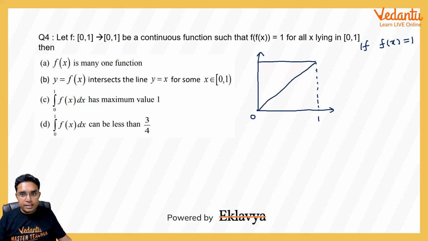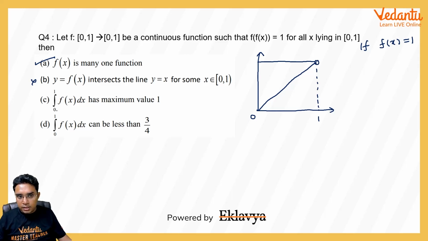It will intersect this graph, but at x is equal to 1. But if there is an open bracket at x is equal to 1, then it will not intersect. So A is correct, B seems to be incorrect. Now coming to C part, which is asking that the integral of f(x) from 0 to 1 has maximum value to be 1.